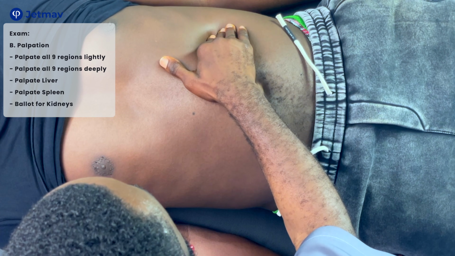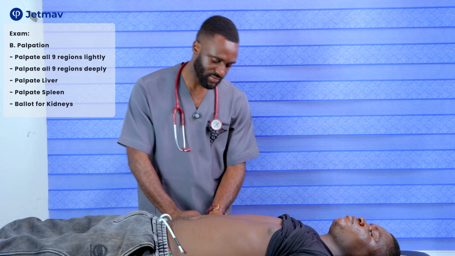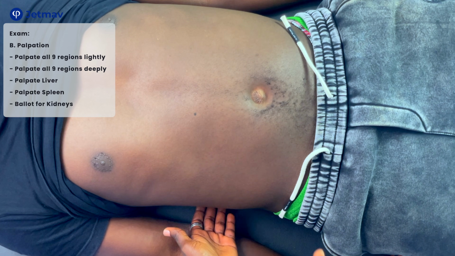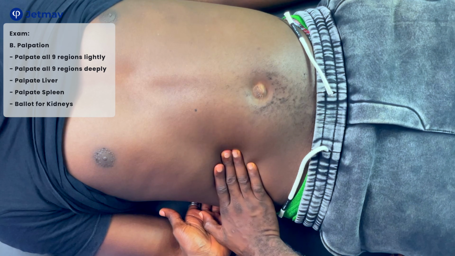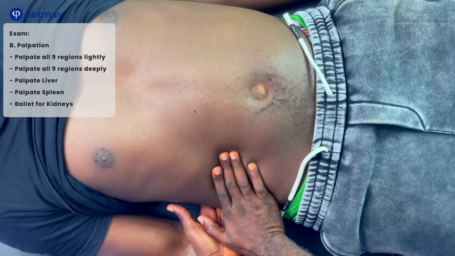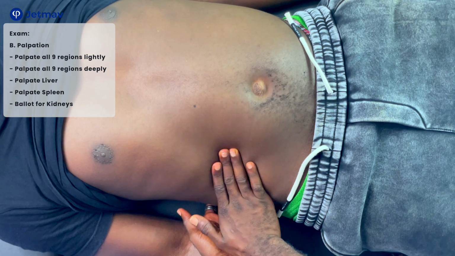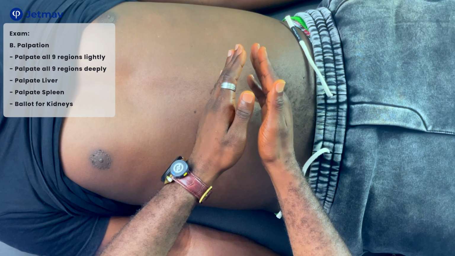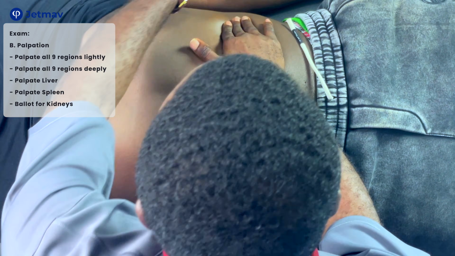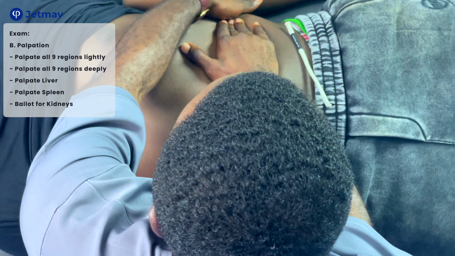Please, breathe in, out. Then you ballot for the kidneys. You ballot for the kidneys, placing your right hand over the right lumbar area, and you ballot with the left hand. You ballot this way. The same thing applies to the left side. The same way, place the right hand on top and ballot with the left.